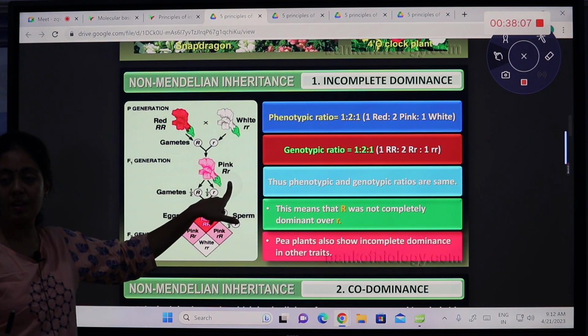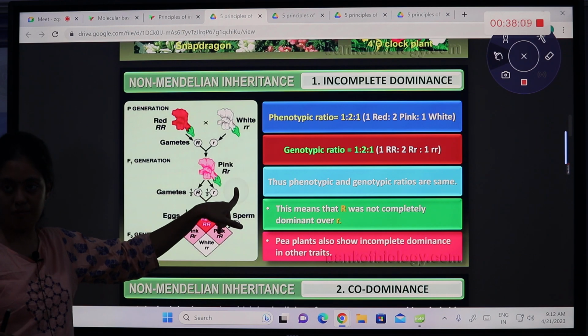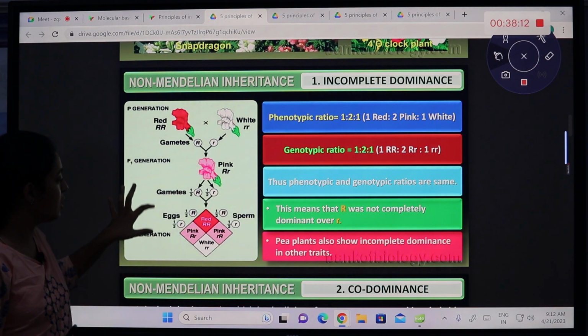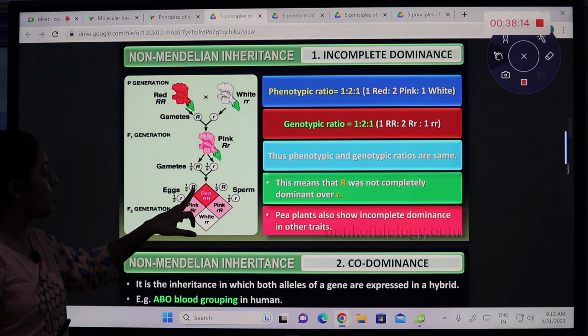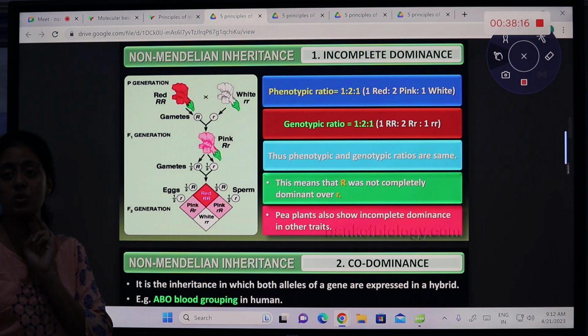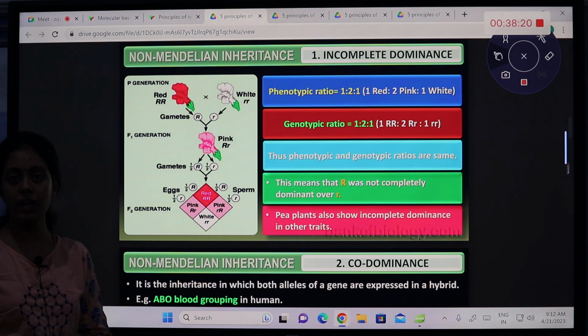All of you understood F1? Now if I self-cross F1, that is Rr into Rr, the ratio is 1:2:1. The ratio is not 3:1 anymore. You see, in monohybrid cross, what is the ratio? 3:1. Here it is not 3:1.